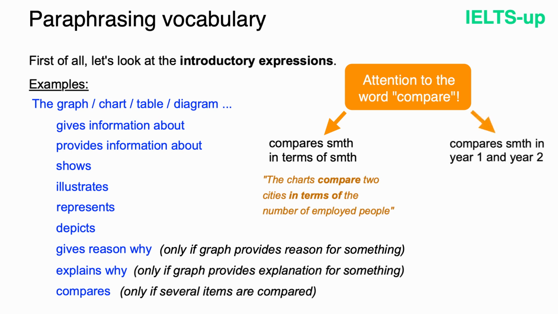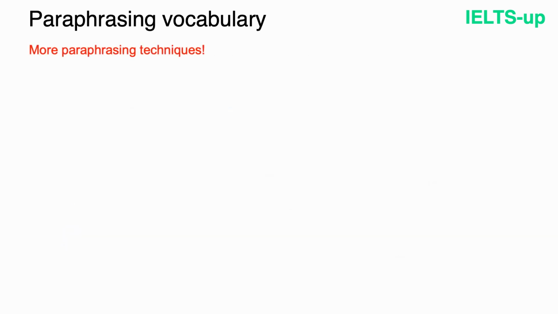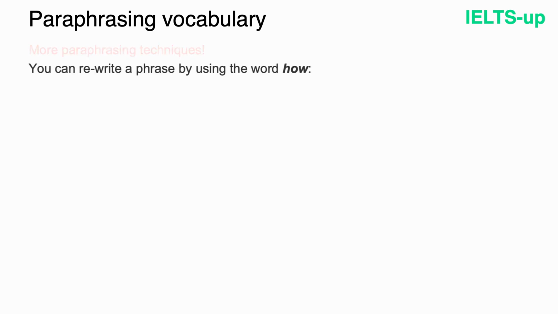Or you can say, compare something in year 1 and year 2. For example, the graph compares the population in 2000 and 2013. Now let's look at more paraphrasing techniques. You can rewrite a phrase by using the word how.